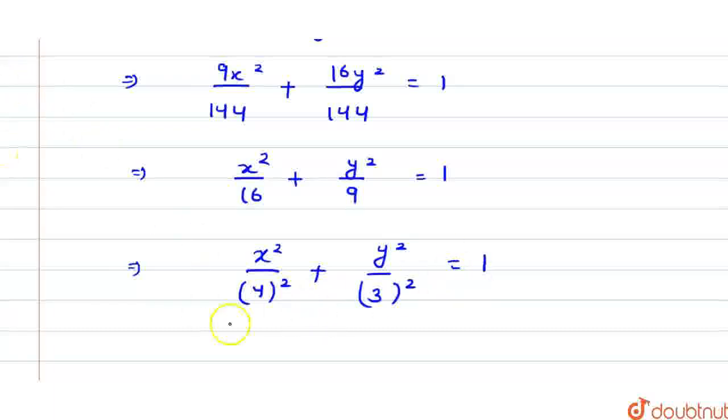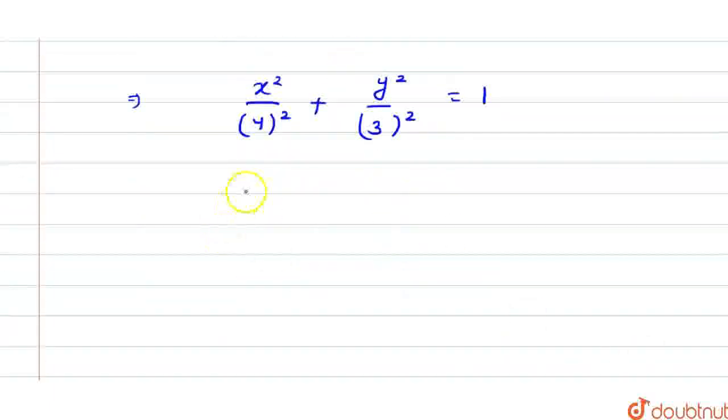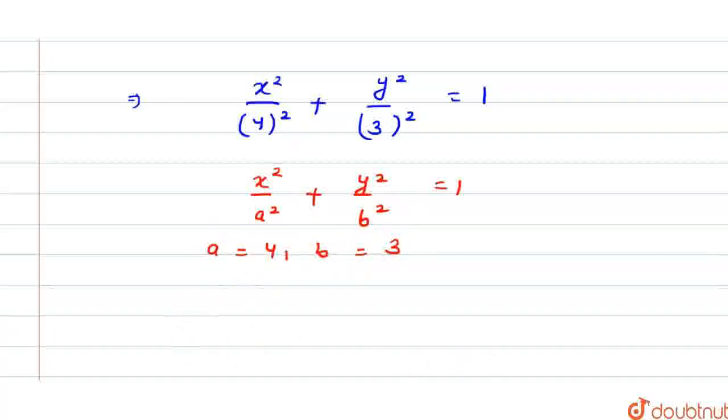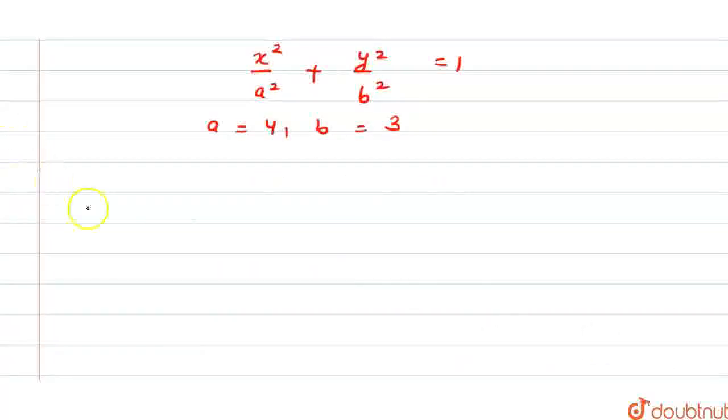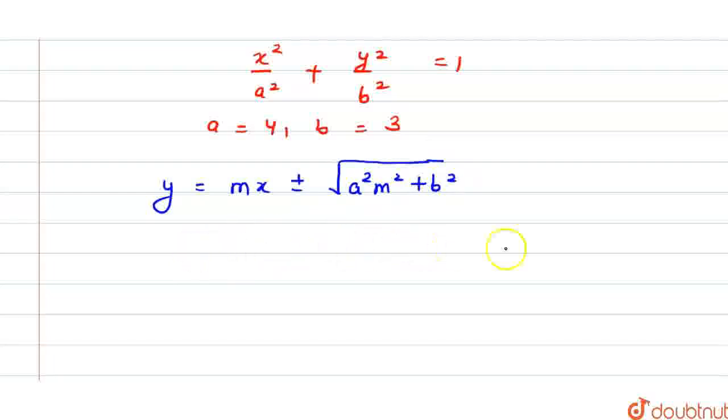Now from here, if we compare this with the standard form, which is x²/a² + y²/b² = 1, then the value of a will be 4 and the value of b will be 3. Now the standard form of the tangent to the ellipse is given by y = mx ± √(a²m² + b²), right? This is the standard form of the equation of a tangent to the ellipse.